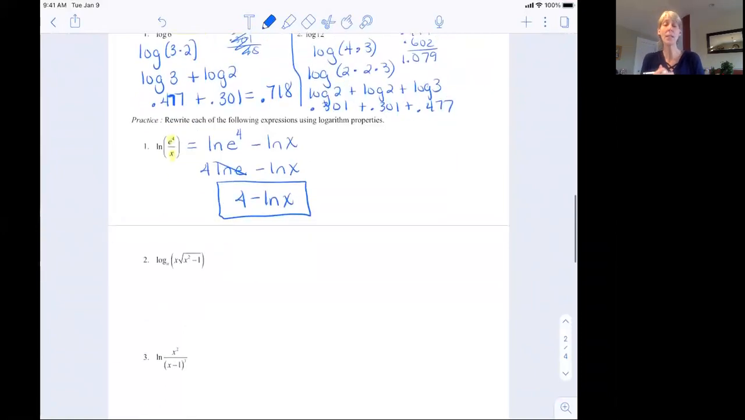You may not necessarily get number answers for these. Sometimes you will if the values work out, but all we're doing is rewriting these expressions. So your answers are going to have x's in them.